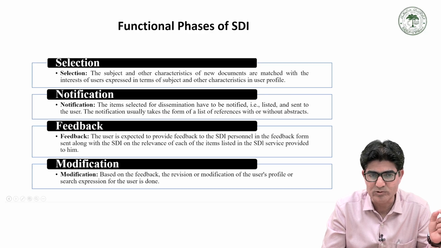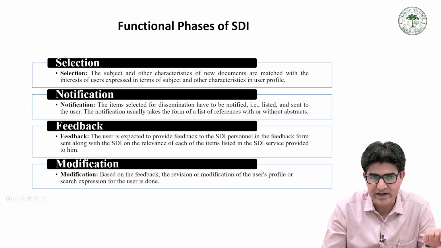The notification usually takes the form of a list of references with or without abstract. And if the full document is required, then a user can send the request and the full document can be delivered to the user. Then the third thing is the feedback.